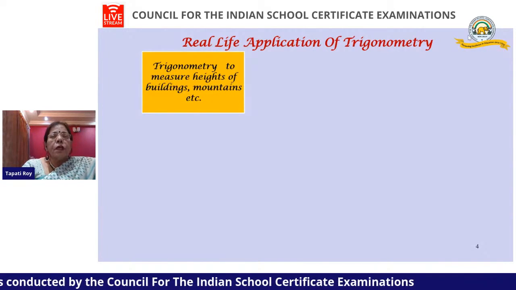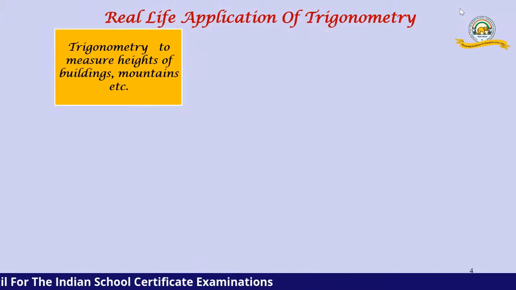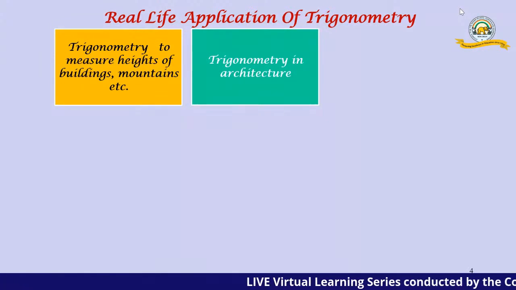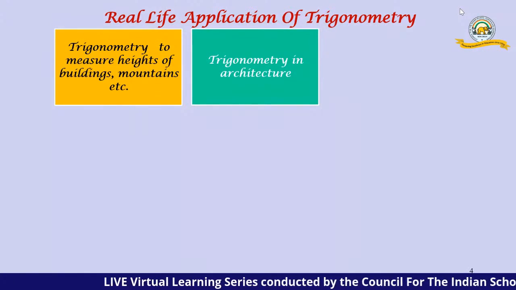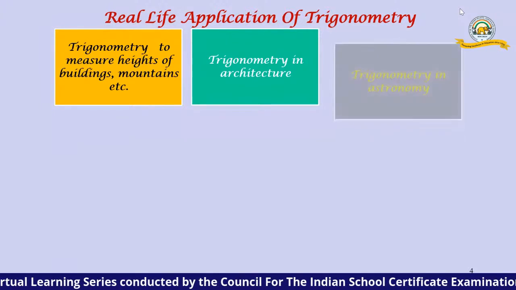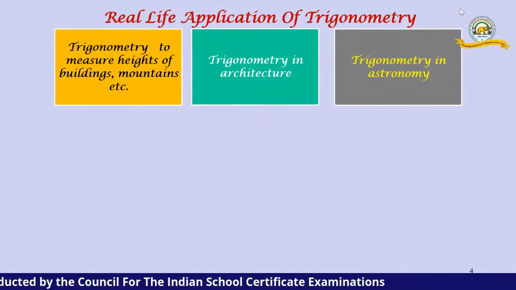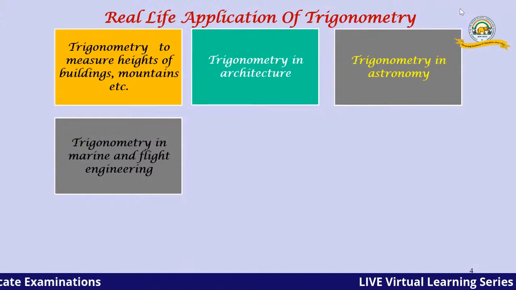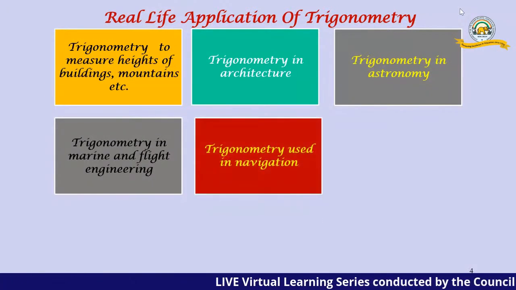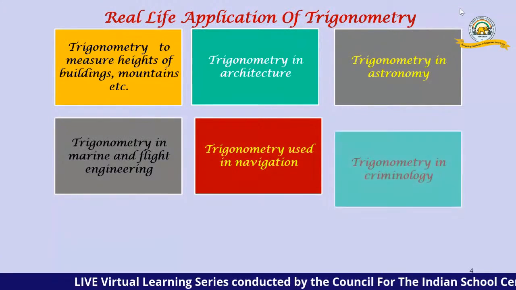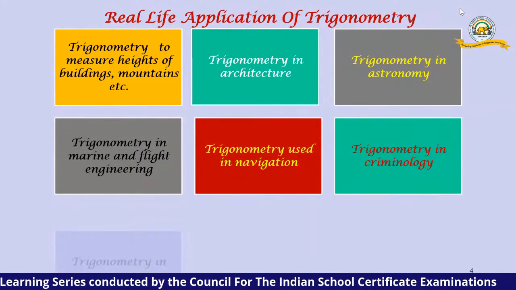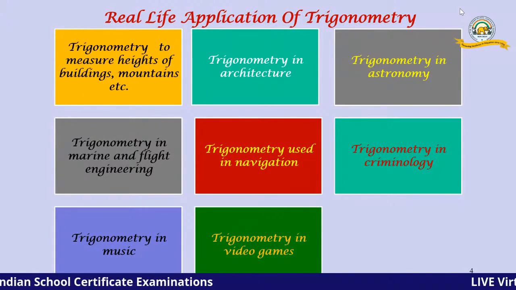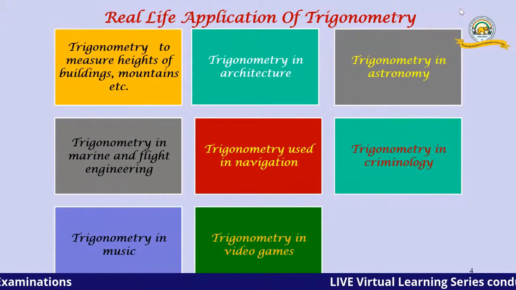Trigonometry is used to measure heights and distances of trees, buildings, mountains, etc. Then it's applied in architecture. You start thinking, how is it applicable in architecture? Then we have the application in astronomy, a vast use in astronomy. In marine engineering and flight engineering, we cannot do without it. In navigation, we have it; in criminology, music, we have it; in video games, all the video games that you play, trigonometry is applied there.